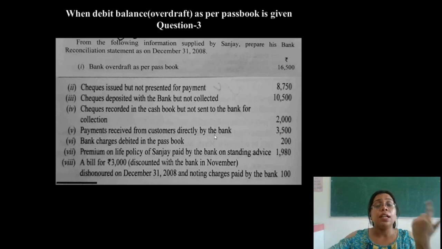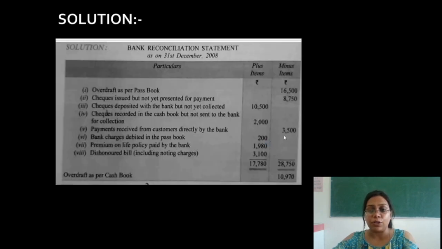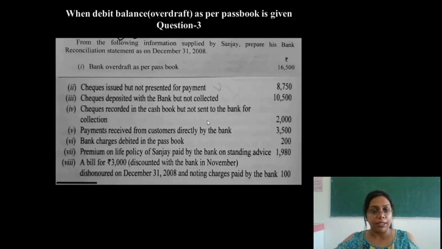In this case, we'll reverse. So we'll deduct rupees 3,500 from our BRS. Payment received from the customers directly by the bank, so 3,500 rupees has been deducted. It is very easy. If we know how to make BRS starting from cash book, passbook is just a reverse. It is just a reverse of that concept.